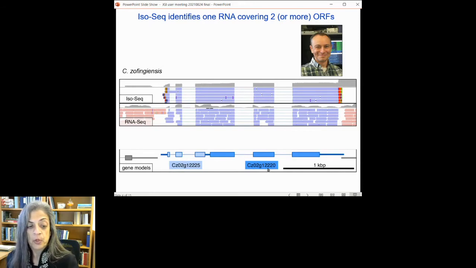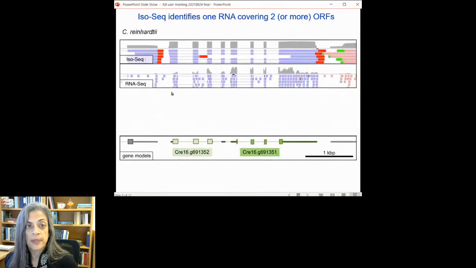In the meantime, of course, Jeremy Schmutz had also been generating Iso-Seq data for Chlamydomonas reinhardtii, and I'm going to show you the same result also in Chlamydomonas, where you can see here on the left-hand side a light green open reading frame, and on the right-hand side a dark green open reading frame. And again, a single transcript shown here covered both open reading frames.